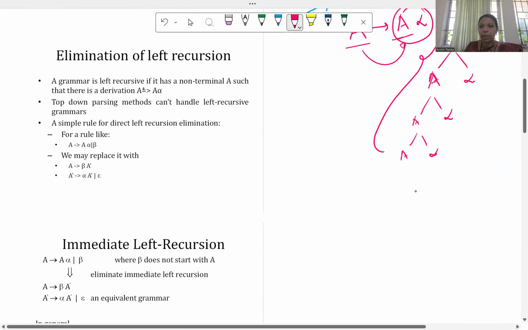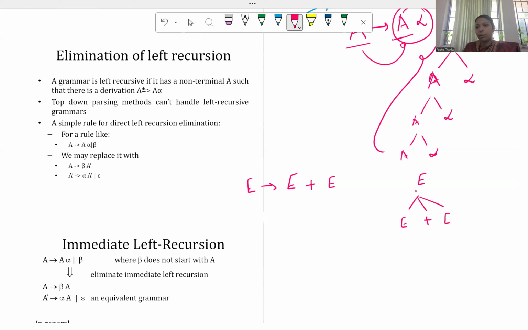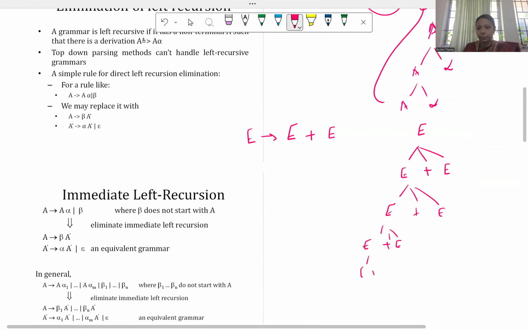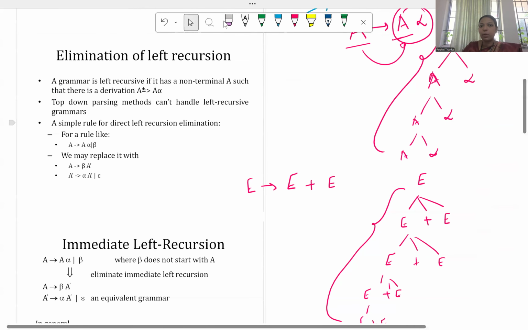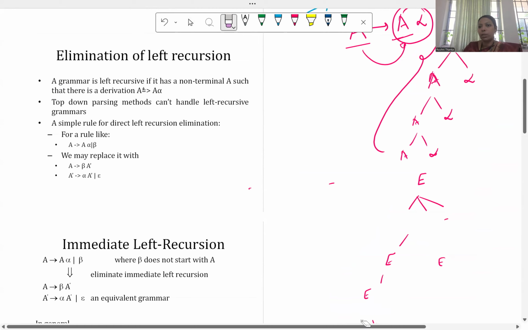Let me give another example. For example, if I say E tends to E plus E, this is a production. If I write a parse tree for it, E can be derived to E plus E. Again, this E can be derived to E plus E, and this E can be derived again to E plus E. This will keep on going, right? This way of deriving the leftmost symbol again and again, we call left recursion. I hope you understood what left recursion is.